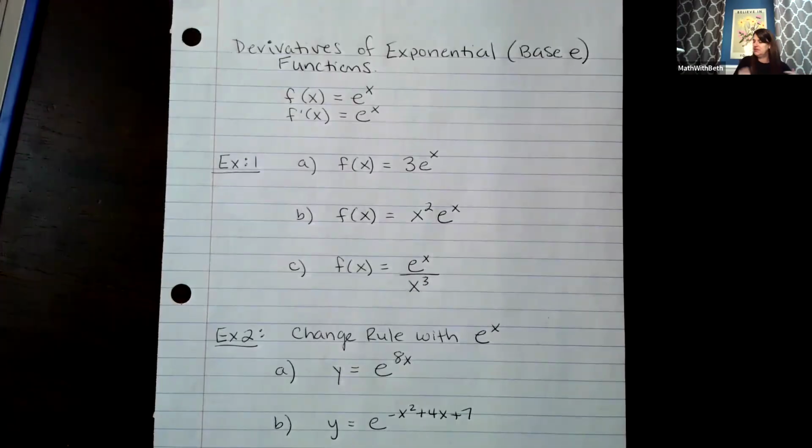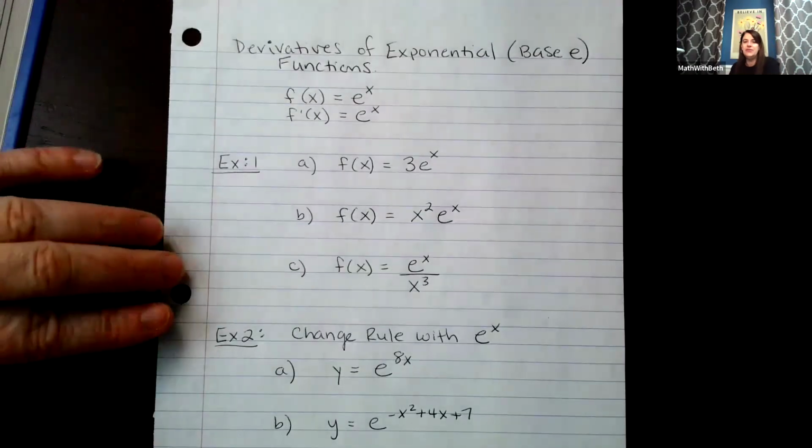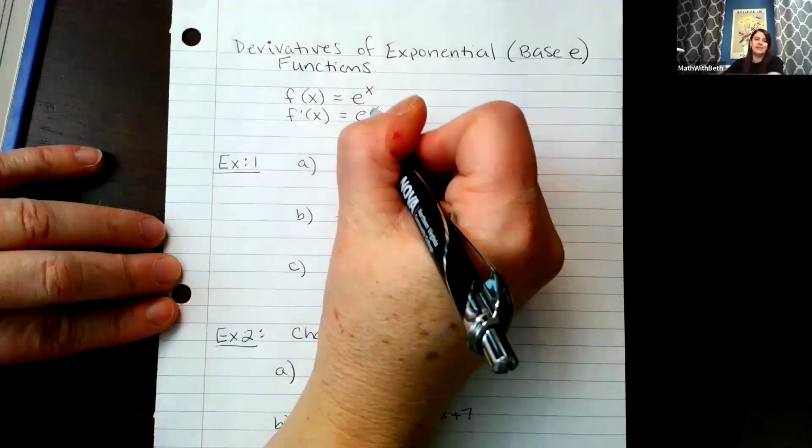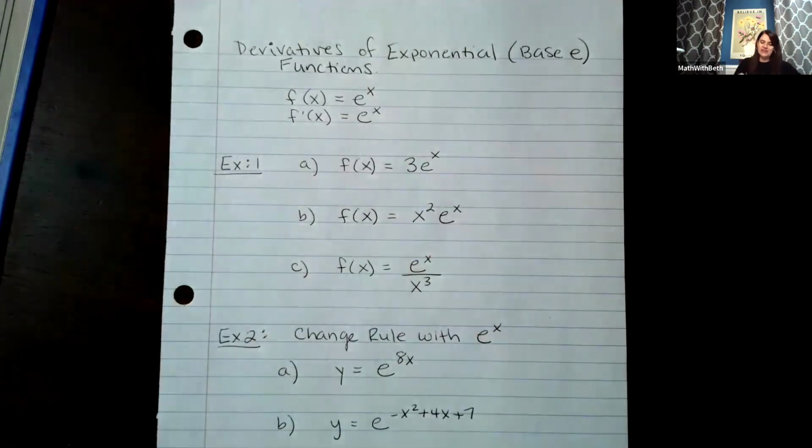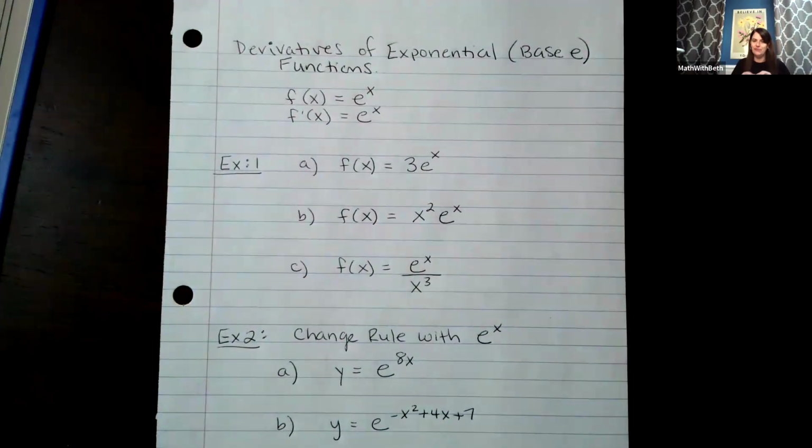So first, the derivative of e to the x is e to the x. Seems very, very easy, but that's actually what makes it a little confusing, because sometimes it is the exact same and sometimes it's not if there's other stuff involved. So it helps to just see a few of these done.